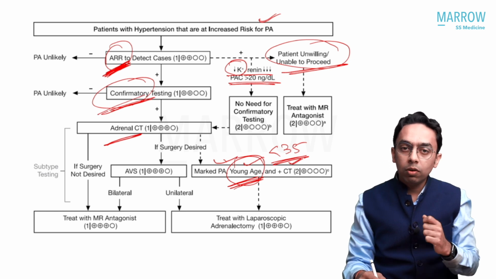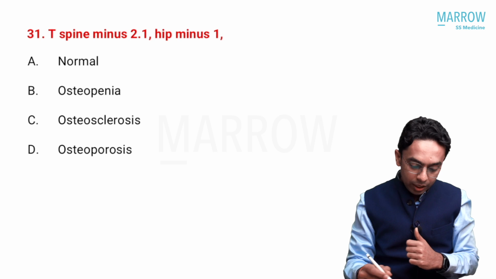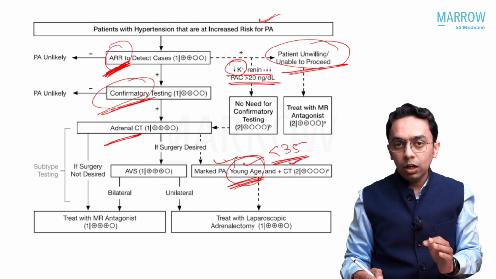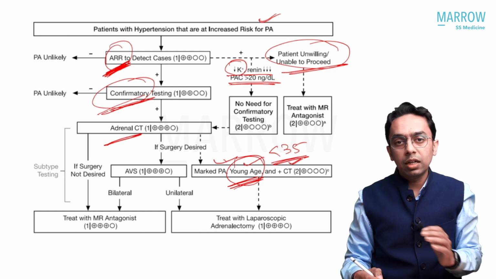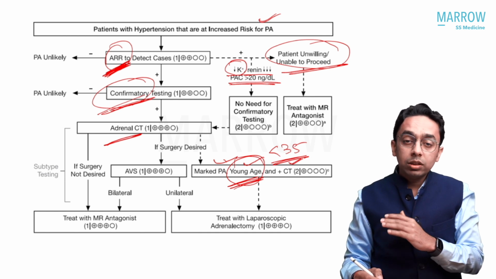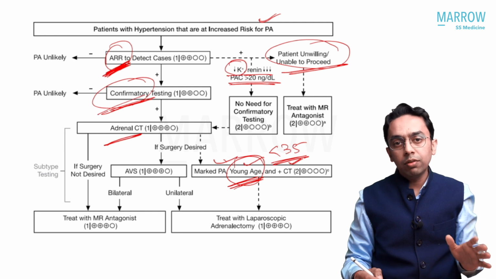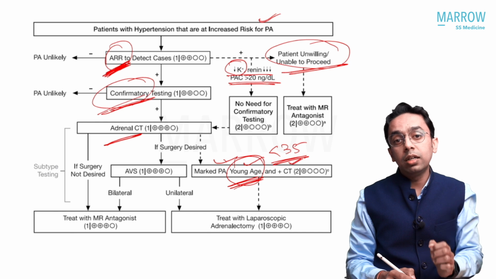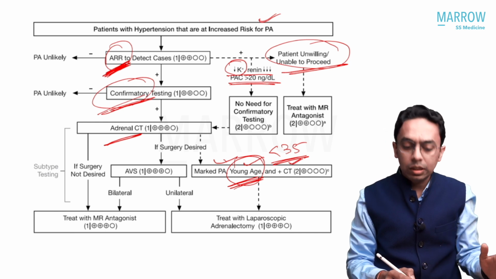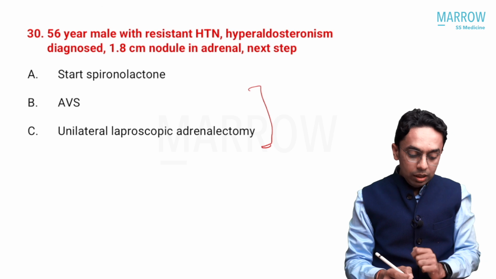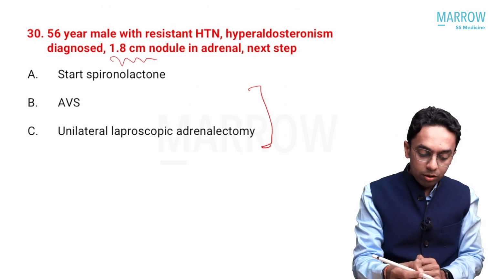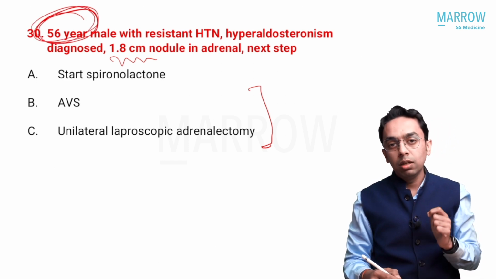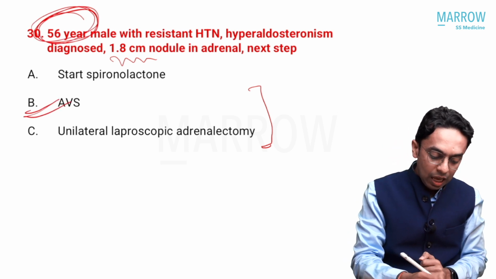So please go through our discussion of question number 28, where we have discussed everything in detail: all the clinical scenarios, what is the lateralization index, what is sensitivity, the selectivity index, lateralization index, contralateral index, ipsilateral index, all those things. Okay, so here you have a 1.8 centimeter nodule, but the age is what defines our answer here: AVS.